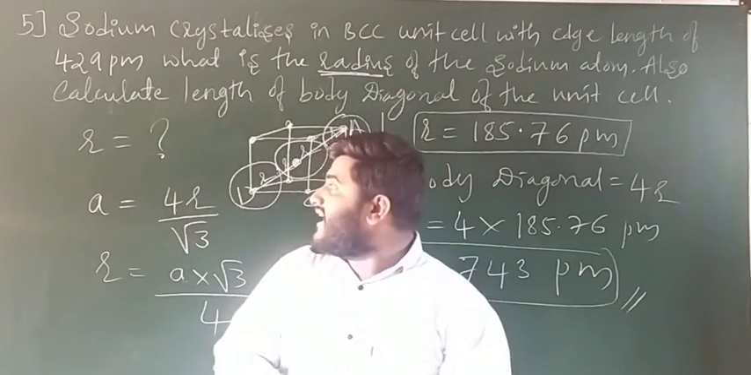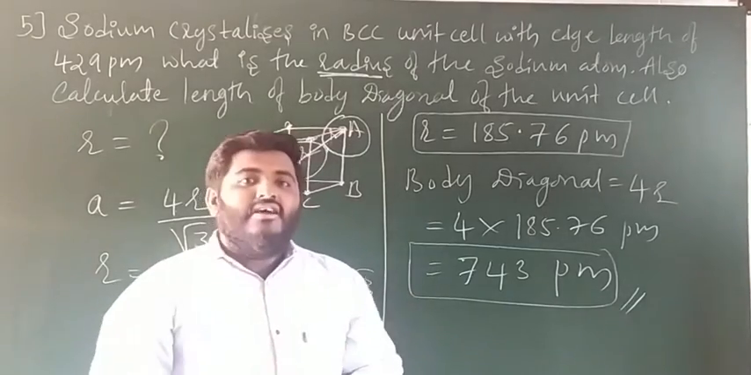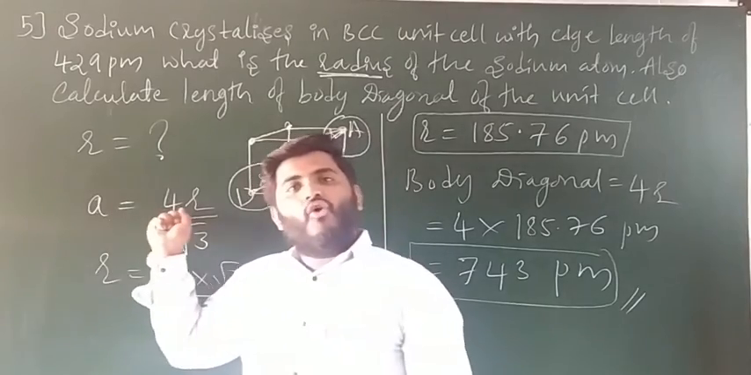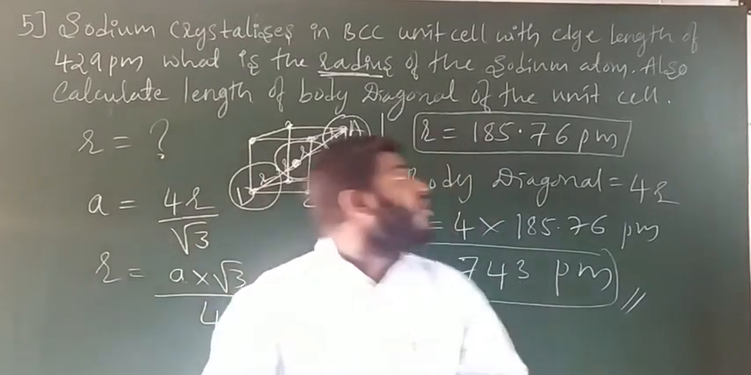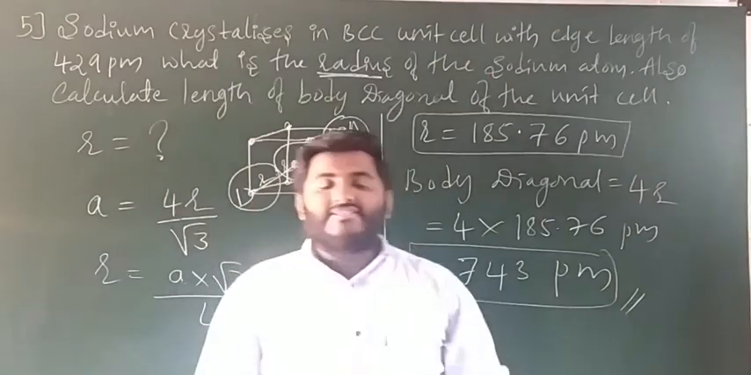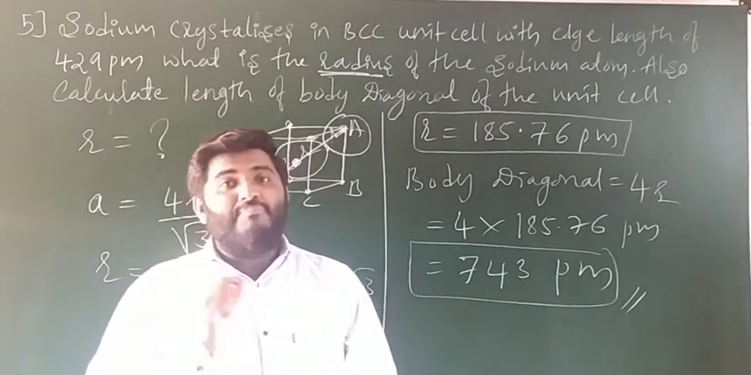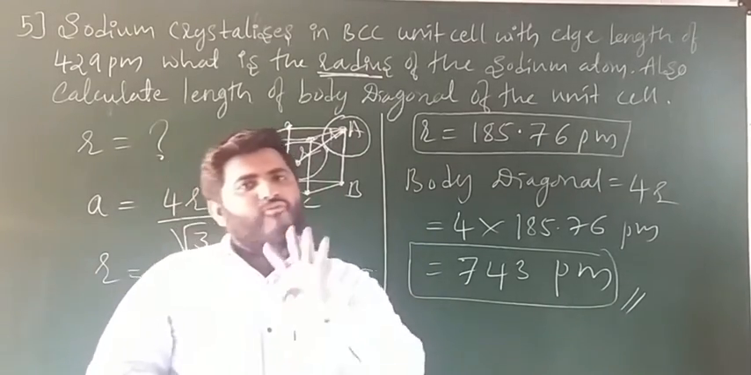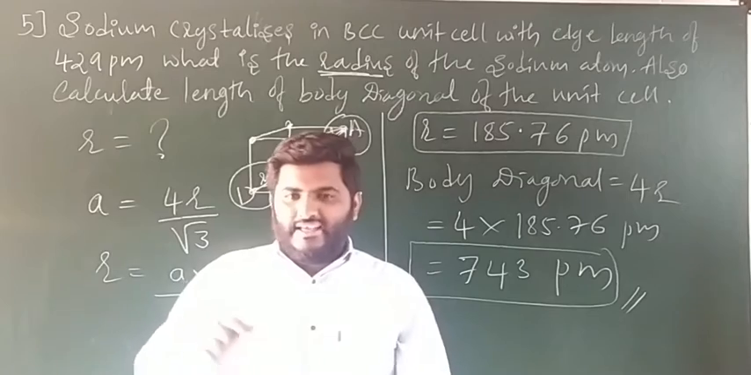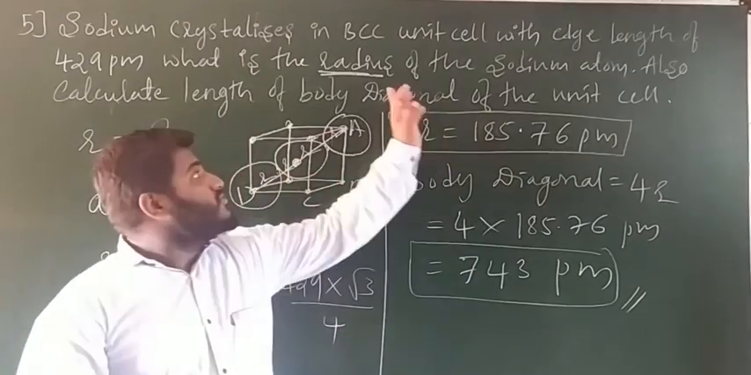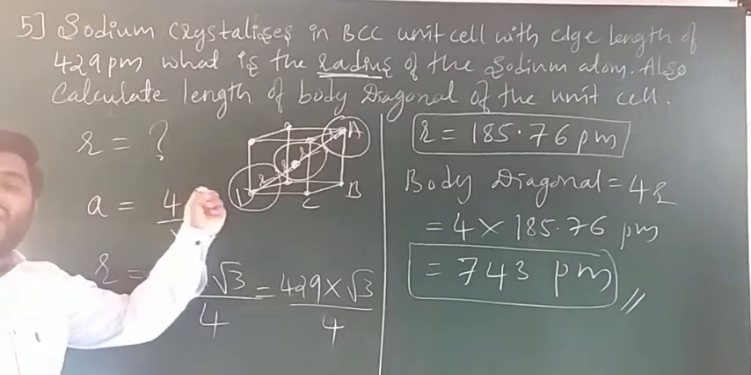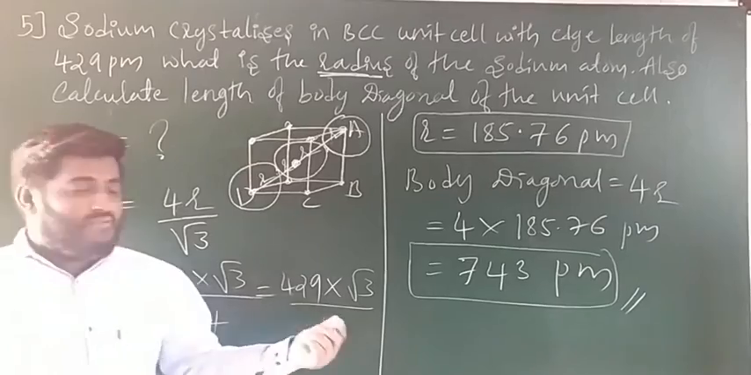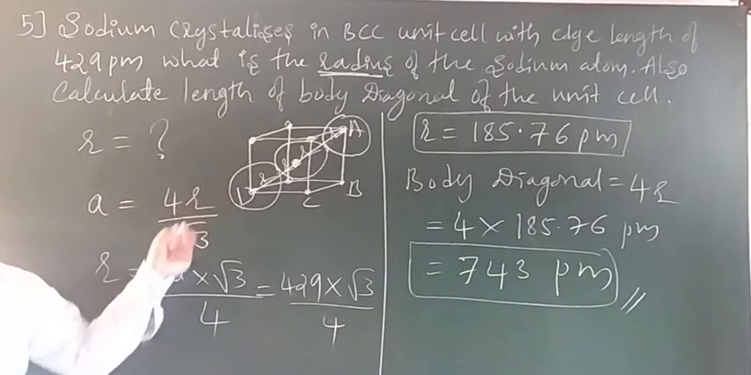I hope you got the points here. You are given the edge length and asked to find the radius. Edge length A is equal to 4R divided by root 3. Why? Because in the BCC unit cell, we discussed this in the derivation part, in the efficiency of BCC. You can see that in the third or fourth video; I have given the link in the description. So for BCC, A is equal to 4R divided by root 3. If it is FCC, A is equal to 4R divided by root 2.